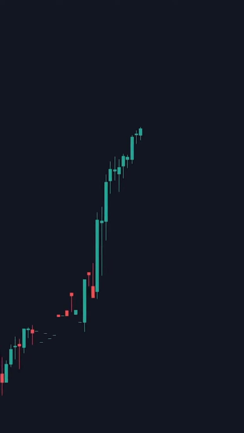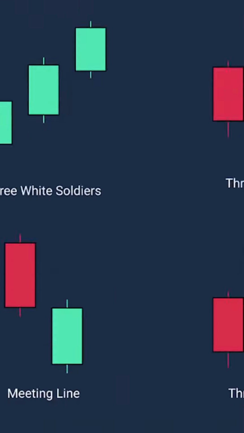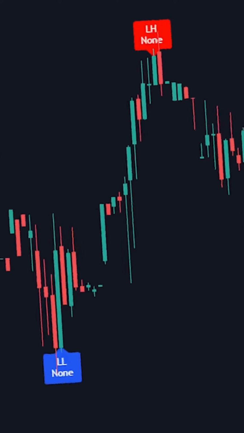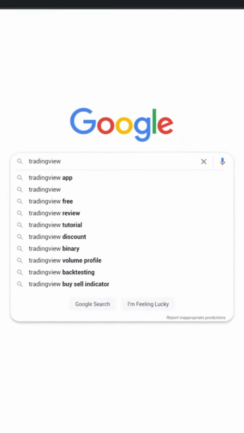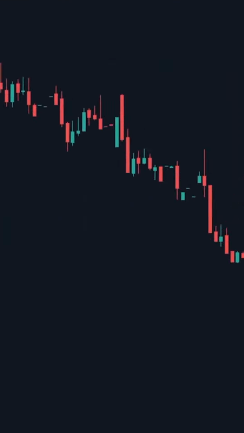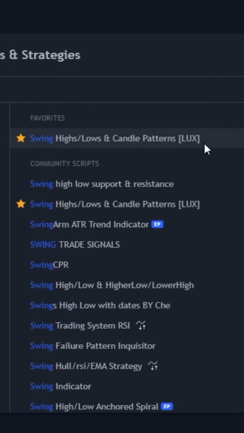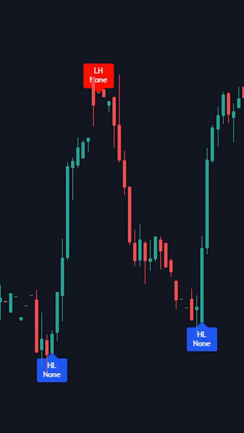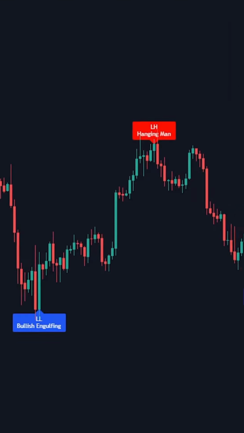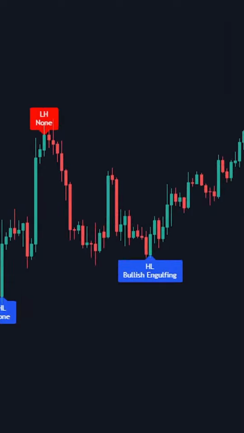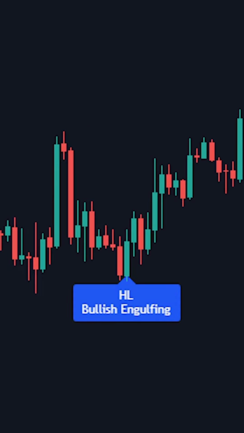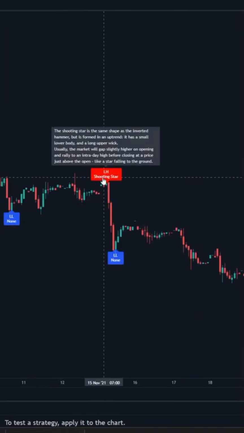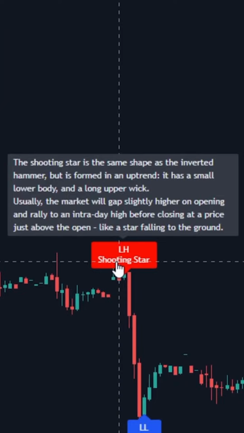Here's how to perfectly spot market highs, lows, and candlestick patterns on any chart. First, you're going to want to go to tradingview.com. Then go to the indicators tab and search swing, and then click this one by Lux Algo. Now, when you look at the chart, you'll see these signals highlight past pivot points based on the length. And it also gives you the candlestick pattern that happened at the exact point in the market. You can even hover over it to get the exact details about that candlestick pattern.